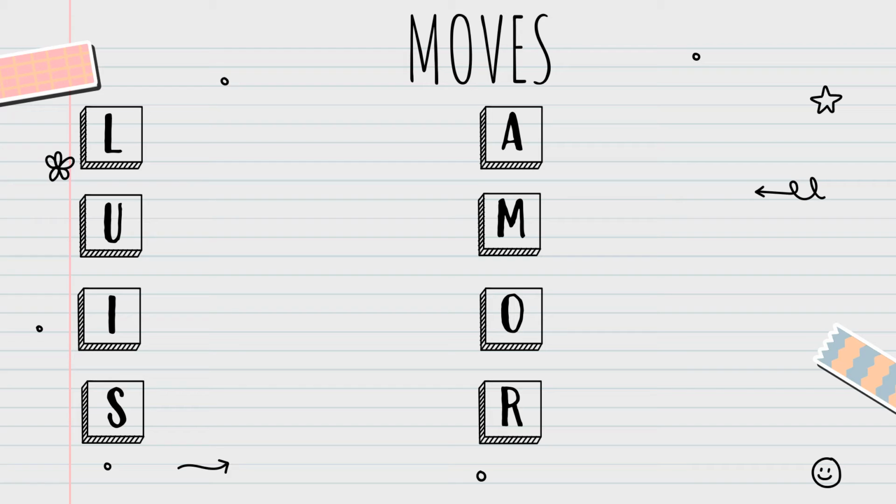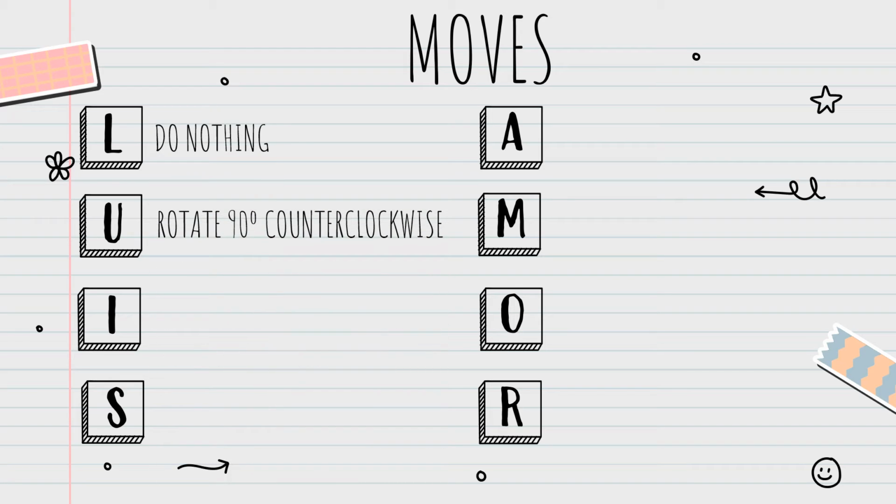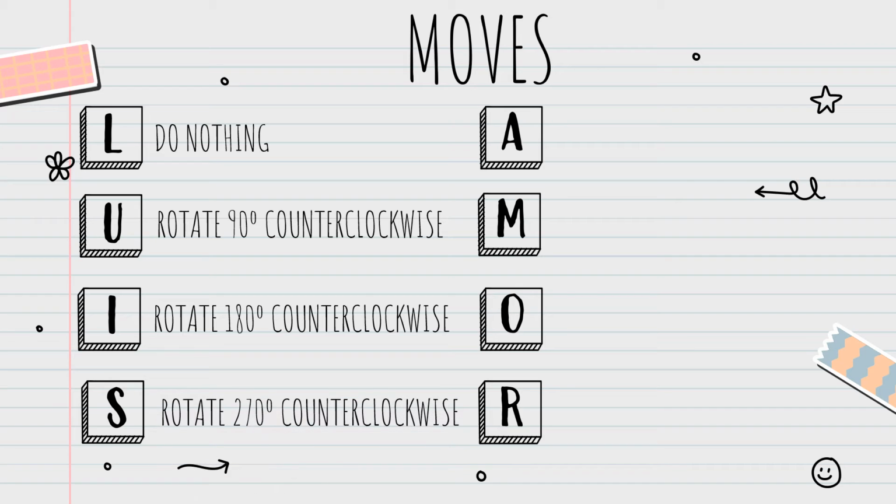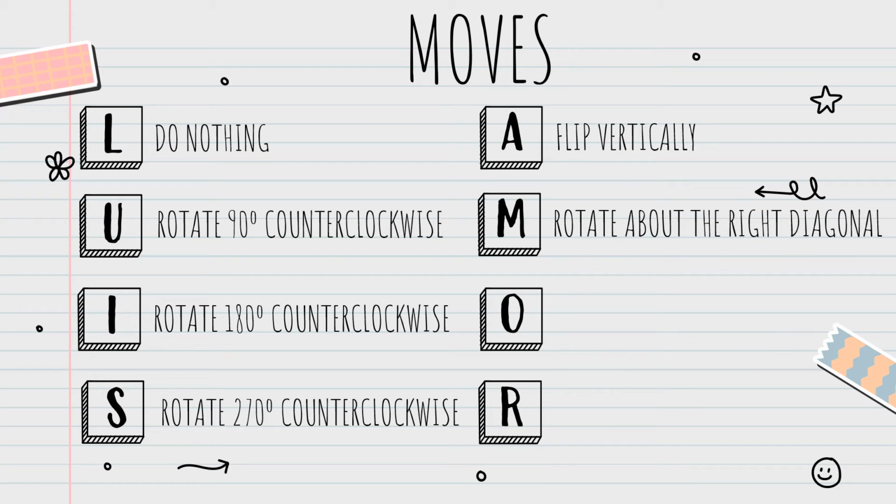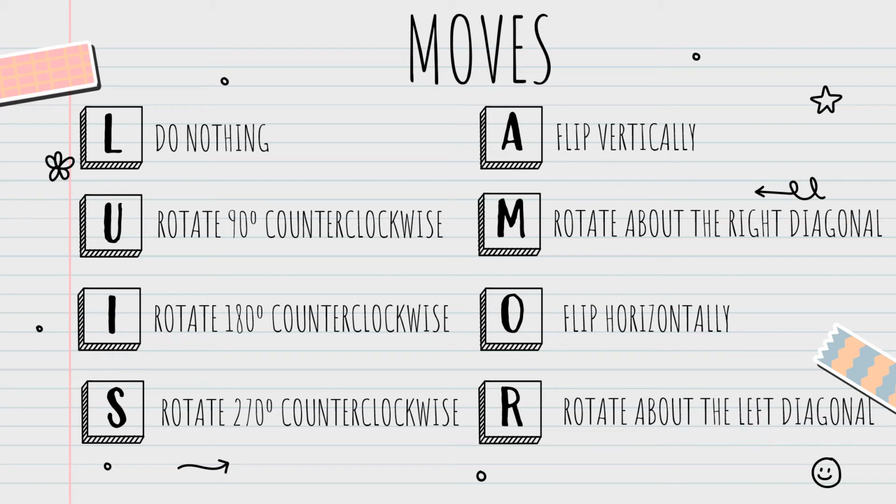The moves are the following. For L, do nothing. For U, rotate 90 degrees counterclockwise. For I, rotate 180 degrees counterclockwise. For S, rotate 270 degrees counterclockwise. For A, flip vertically. For M, rotate about the right diagonal. For O, flip horizontally. And for R, rotate about the left diagonal.